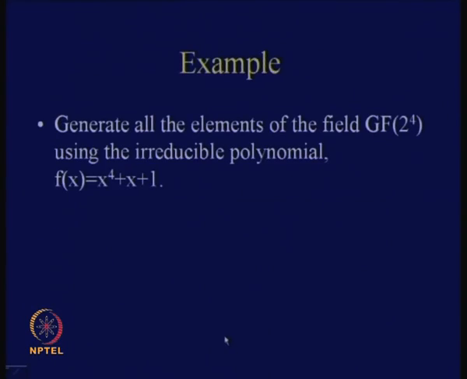So this could be one exercise, which I have solved already: generate all the elements of the field GF(2 to the power of 4) using the irreducible polynomial f(x) equal to x to the power of 4 plus x plus 1. So if I would like to generate all the elements of the field GF(2 to the power of 4) using the irreducible polynomial, then these are the corresponding elements.